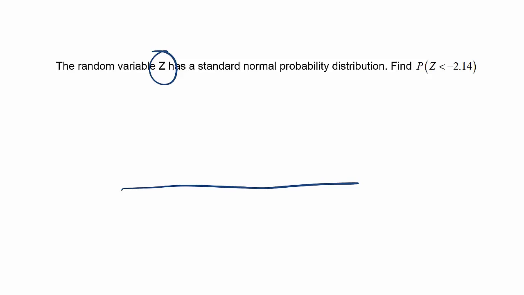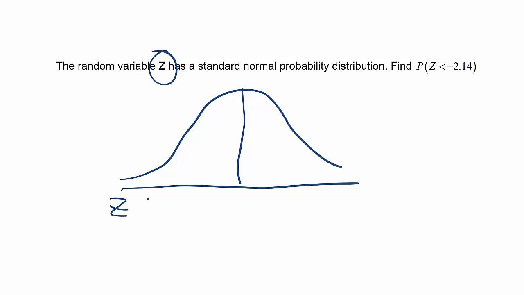So we can assume it's got a bell-shaped distribution. Of course, it tells us that explicitly here, but usually in statistics, if you see z, they're indicating something that has a standard normal probability distribution. Okay, so the center of that curve is always at 0, and we're looking for the probability that z ends up being less than negative 2.14, so minus 2.14.